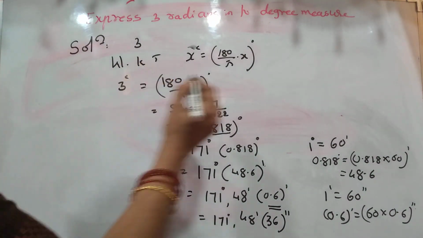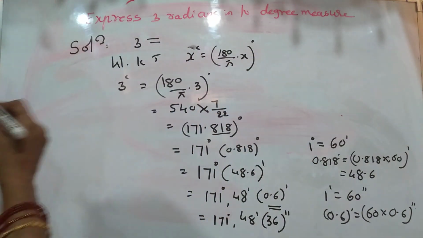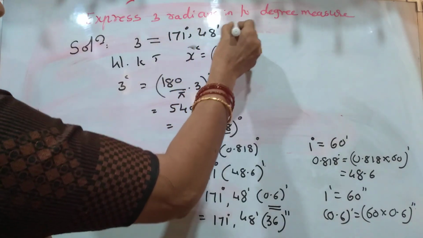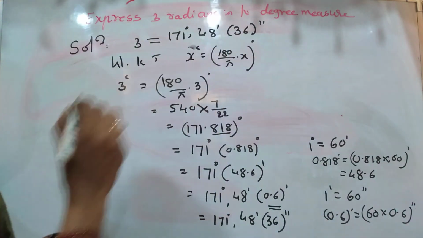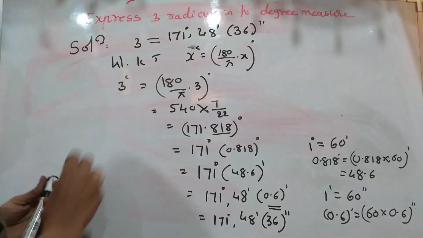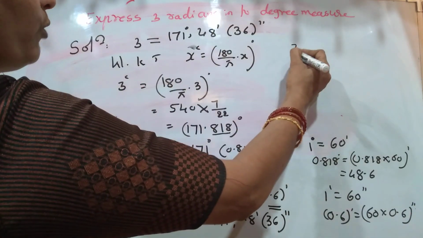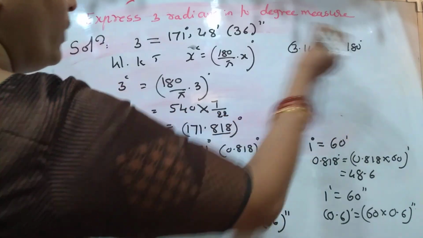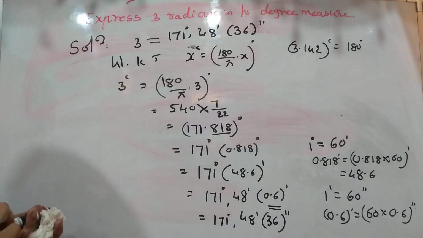Thus 3 radians is 171 degrees, 48 minutes, 36 seconds. This is how we convert the radian measure into degree measure. Suppose you have an angle of 3.142 radians, your answer comes out to be 180 degrees. That you can recall here.